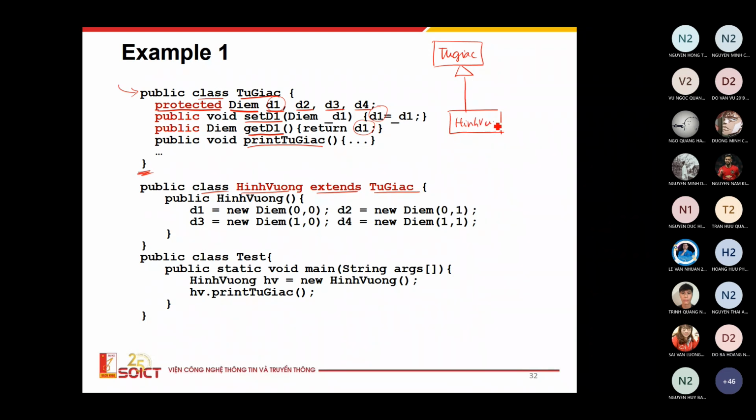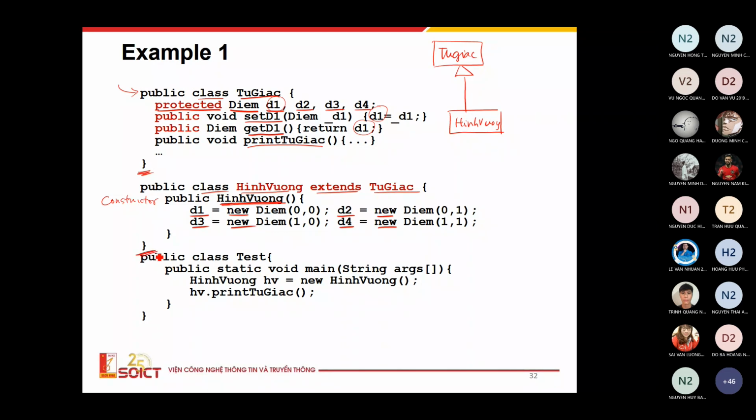So what do you have here? We initialize D1 in điểm class with O. This is the constructor of the class hình vuông. Inside this you will initialize D1, D2, D3, D4. You will initialize the attributes of this object.